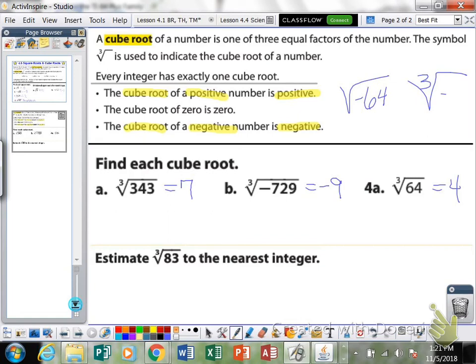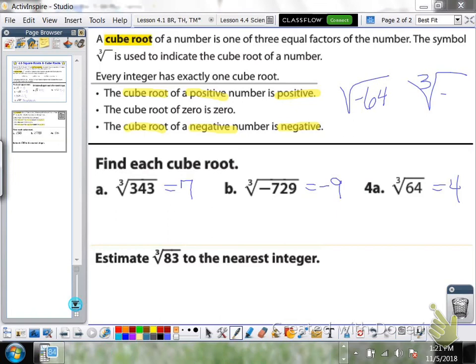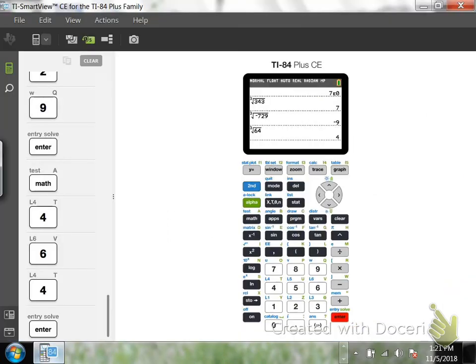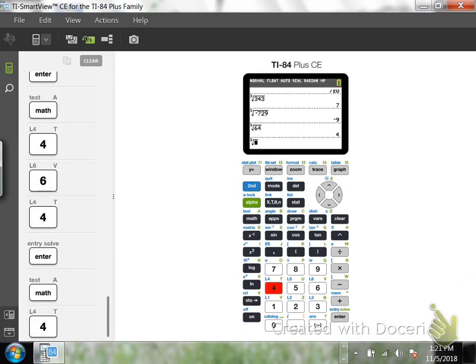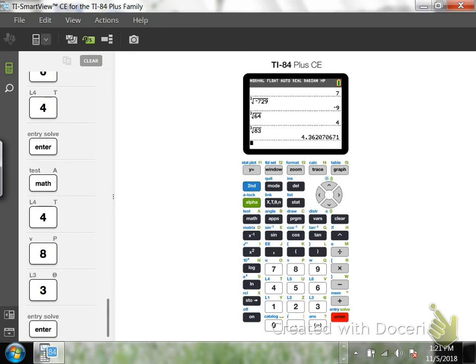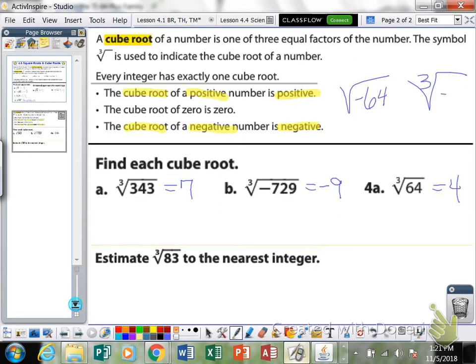Estimate the cube root of 83 to the nearest integer. Okay, so the cube root of 83, math, 4, 83, enter, 4.36, so approximately 4 would be our answer for this. So we would say approximately 4. And that's how we deal with square roots and cube roots.